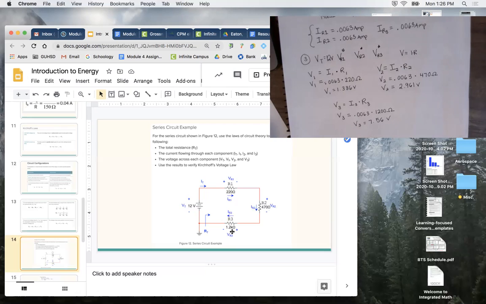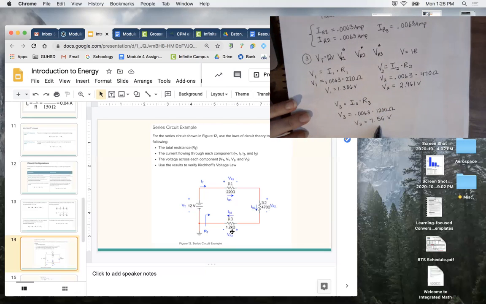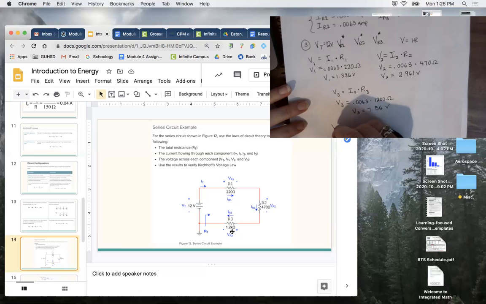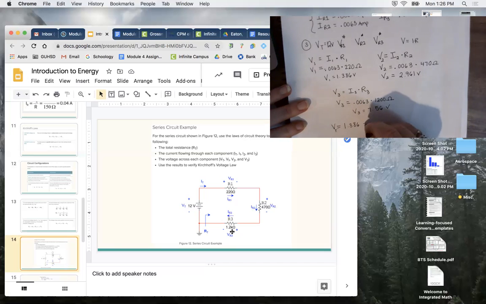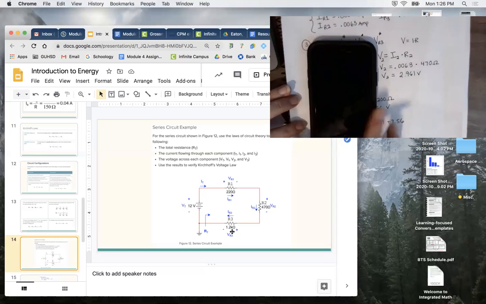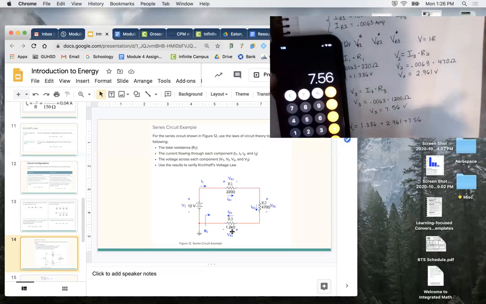Okay. So the last thing I wanted to check is to make sure that when I add all these together, I get about 12 volts. Because my voltage total should be these all added together. And we already know that the voltage total is 12 volts going into it, but I want to double check it. So I have 1.386 plus 2.961 plus 7.56. So all the voltage totals over the system should be that 12 volts. So I'm going to double check it just to make sure that I've done my math correctly.